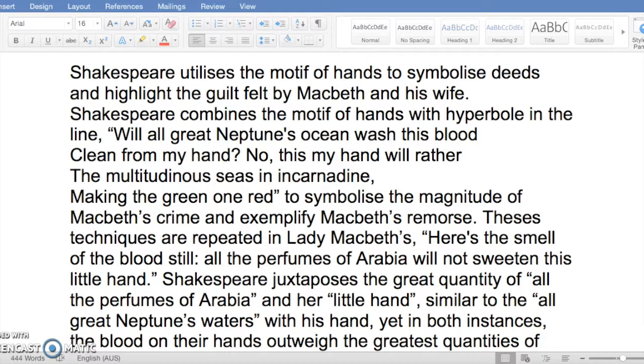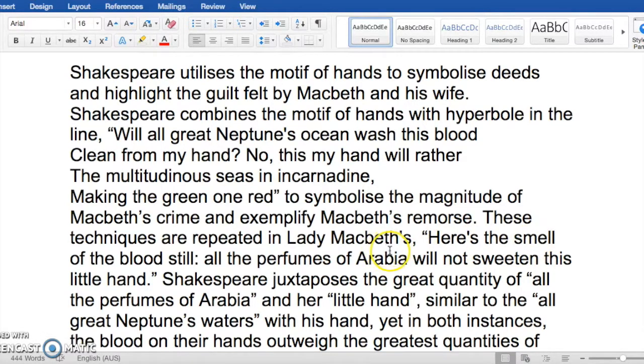So I've said Shakespeare combines the motif of hands with hyperbole in the line, "Will all great Neptune's ocean wash this blood clean from my hand? No, this my hand will rather," etc. You don't need to write all of it. You only need to write really the first part of it. I'm just giving you an example. To symbolize the magnitude of Macbeth's crime and exemplify Macbeth's remorse. Whoa, okay, that's wrong. That's annoying me, so I'm just going to fix that.